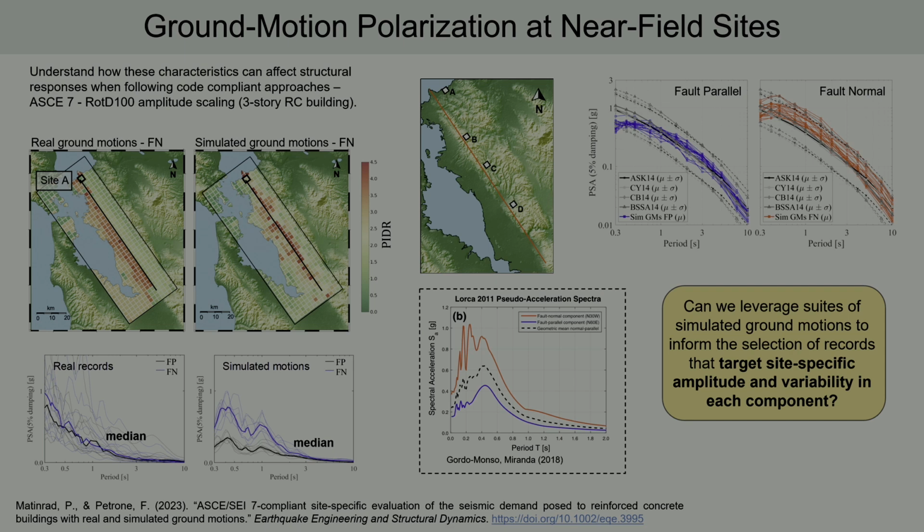So at this point, we ask ourselves, can we leverage this rich population of simulated motions to inform the current approaches for the selection of ground motions, thinking about two main issues. First, instead of targeting the RotD100 or RotD50, can we target spectral amplitudes for the separate components, normal and parallel, keeping in mind that this can be very critical in our assessment if we don't acknowledge the polarization to the correct degree. And second, can we also target the variability for each component, instead of targeting just the absolute amplitude without explicit consideration for the variability.